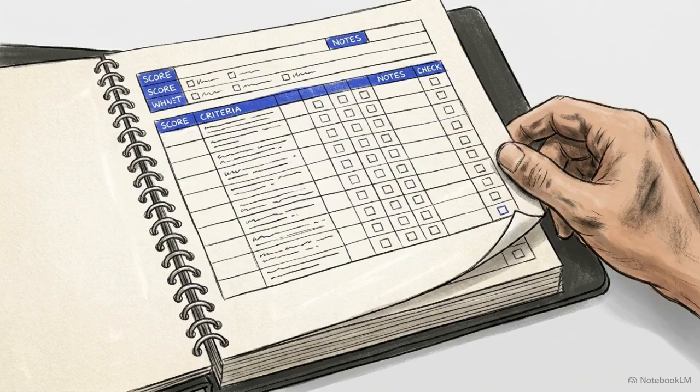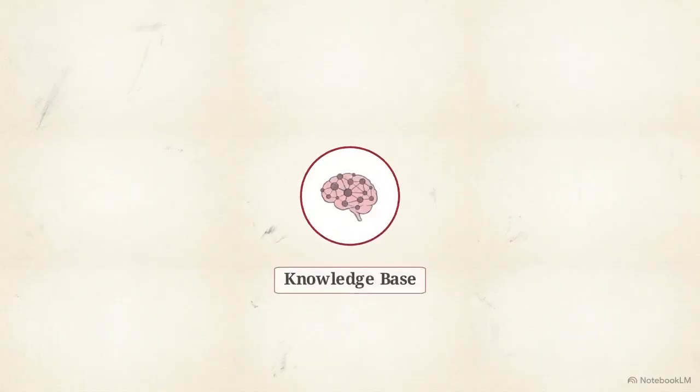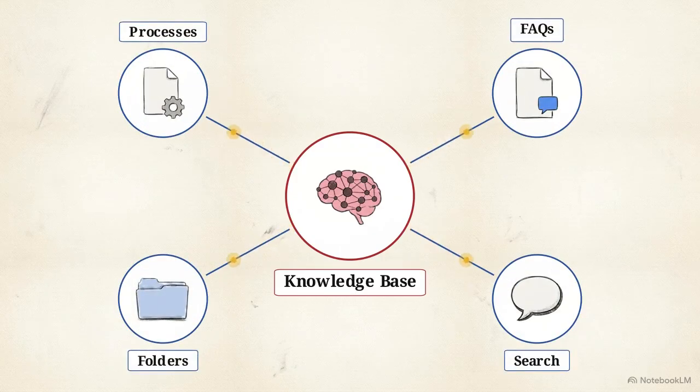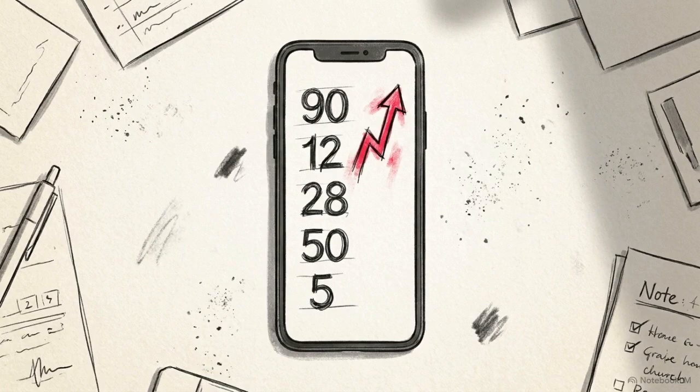Turn to the Part 5 summary page. Go down the list and score your confidence levels from 1 to 5 for the 4 sections we just completed. Look at what you've established. You have a mapped, searchable home for your knowledge, an AI setup ready to answer staff questions, and a locked-in reporting dashboard for your Mondays.